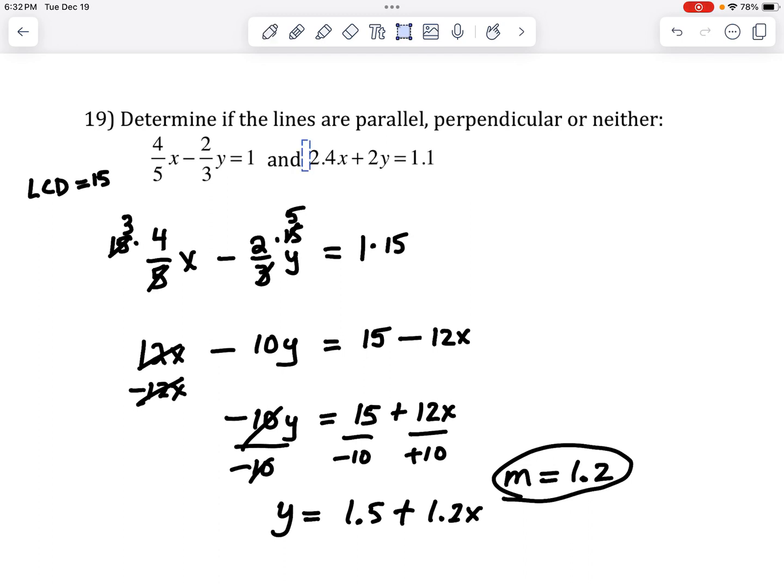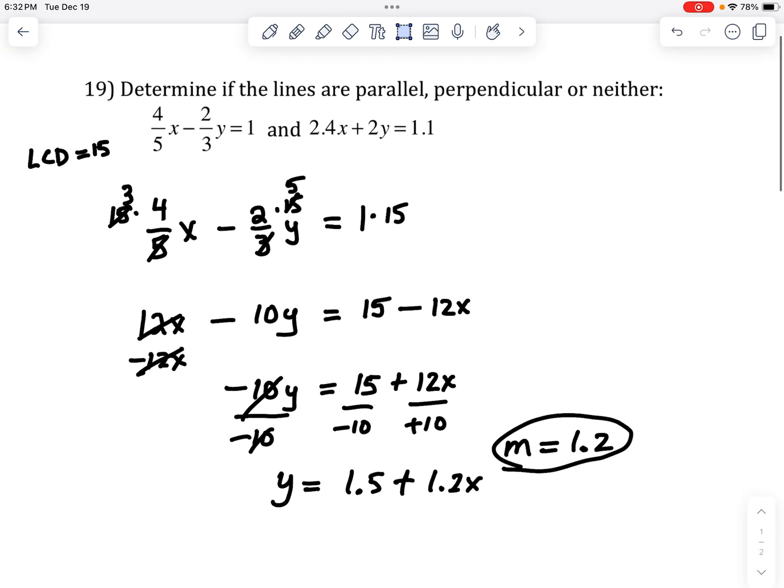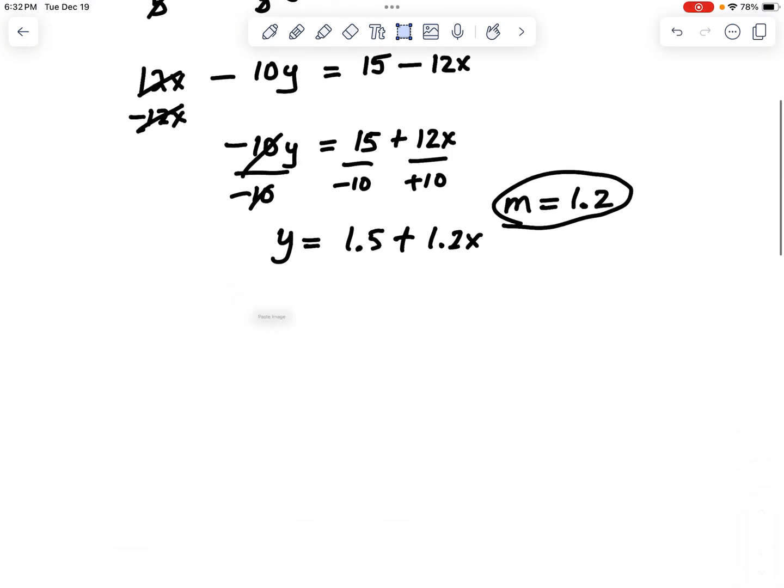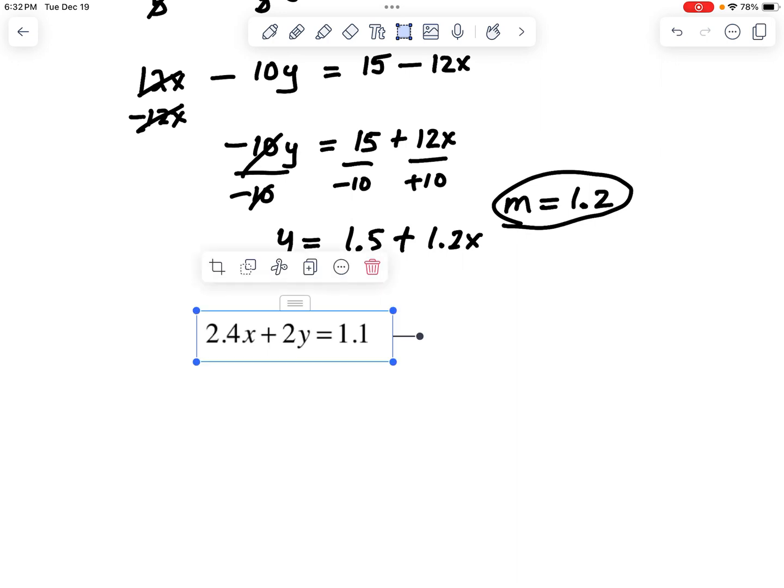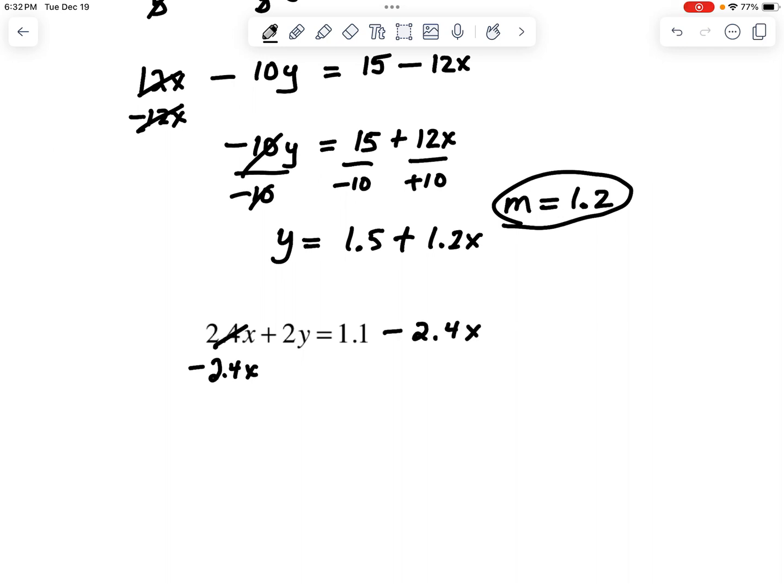So for the other one, let me just grab it real quick, and we'll move down here. For this one, good thing I did the last one in decimals, because this one's in decimals. Oh, wow, I was thinking ahead. Okay, subtract 2.4x from both sides, because we're still going to solve for y. These will cancel. That leaves 2y equals a 1.1 minus 2.4x. And then the next thing to do to solve for y is divide by 2. So divide all the terms by 2.